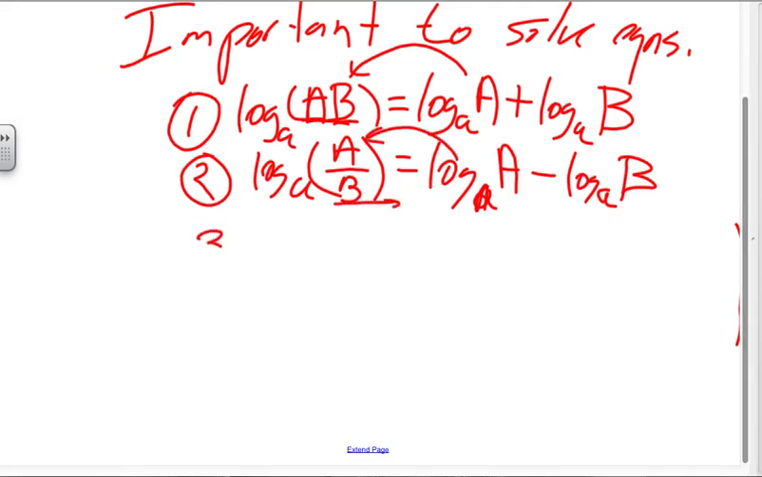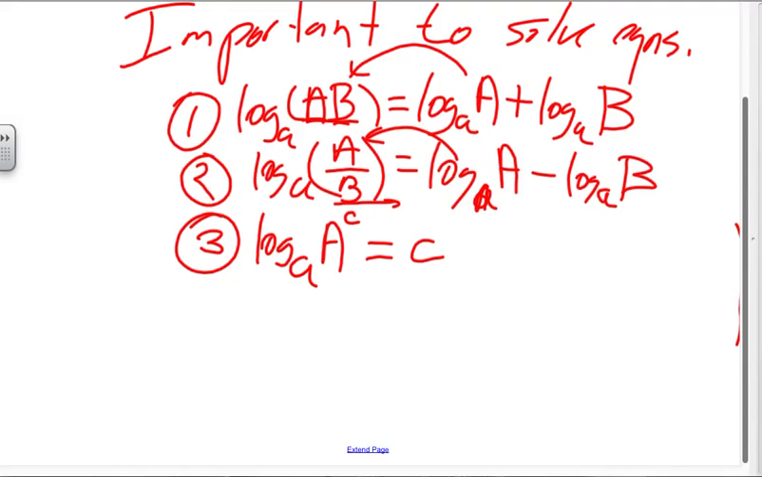Number three, log base a of whatever A is to some power C. And C does not have to be a number. C can be anything. It can be a variable or an algebraic expression. But it's whatever A is, and it's raised to the C power. That is going to equal C times log base a of whatever A was. And this is one of the most commonly used ones.